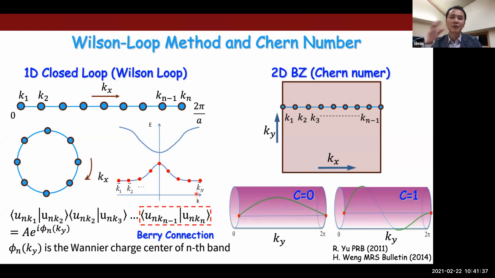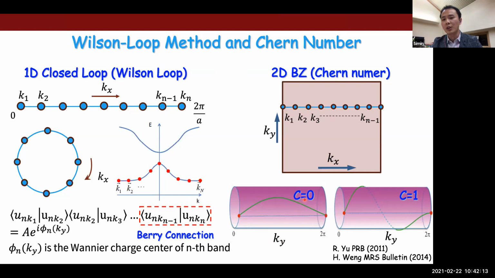The Chern number can be defined on any two-dimensional manifold in the momentum space. It can be either a sphere or a cylinder. Here I choose the two-dimensional Brillouin zone. For each ky, we can define the one-dimensional Wilson loop around the kx direction. Then we can calculate the linear charge center of this Wilson loop by studying the evolution of the linear charge center as a function of ky. We can get the topological invariant Chern number of these systems.